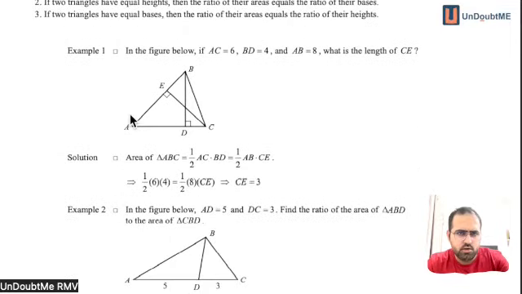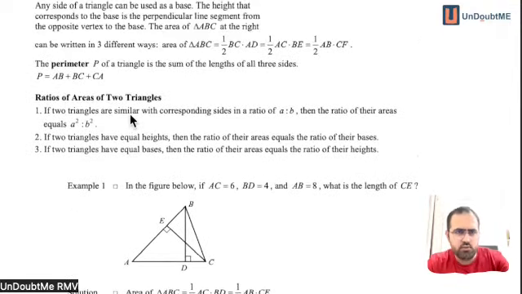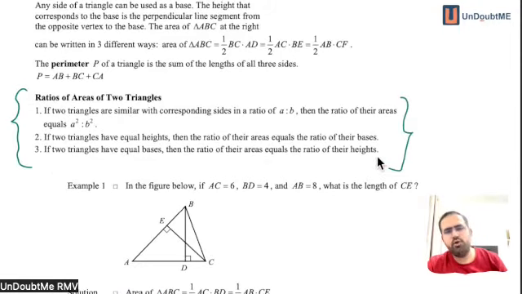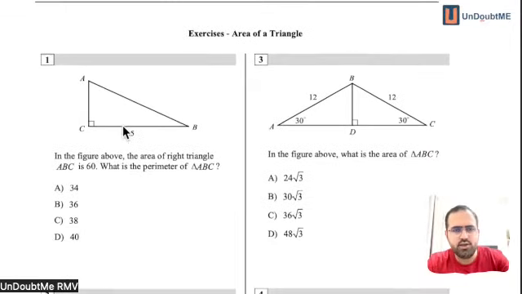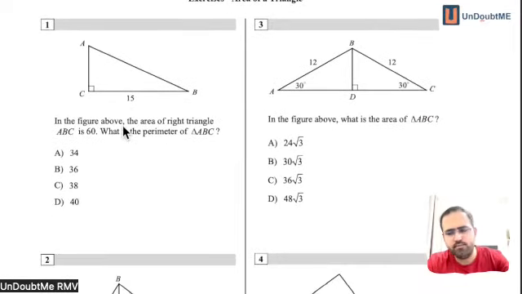Now, this one theorem you should know. Ratio of areas of two triangles will always be equal to the ratio of squares of the corresponding sides. Squared, yeah. And volume is cubed. Cubed, correct. So here I think we will be using only area. So in the figure, the area of right triangle is 60. What is the perimeter of ABC?